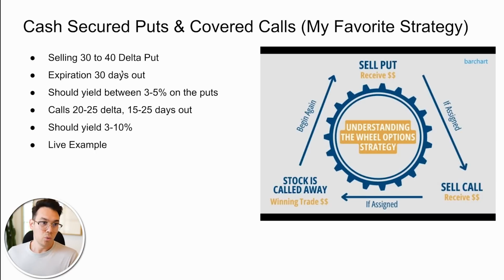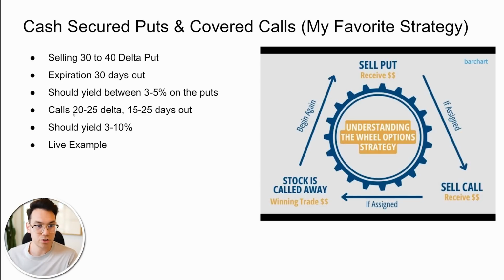So what we're going to do is sell a 30 to 40 delta put 30 days out. This is exactly how I do it. That should yield between 3 and 5%, so you should be making 3 to 5% on your money per month. That equates to over 30% to over 50% per year. And I've been able to do that for the past 4 years, over 45% year over year consistently. That's because I'm doing this strategy, which is high probability, great reward.